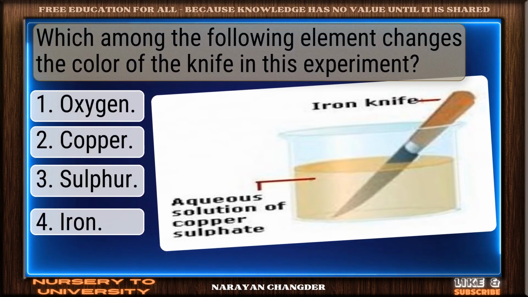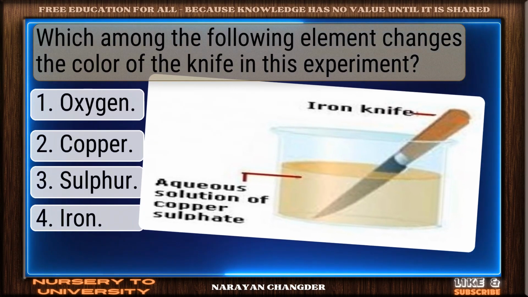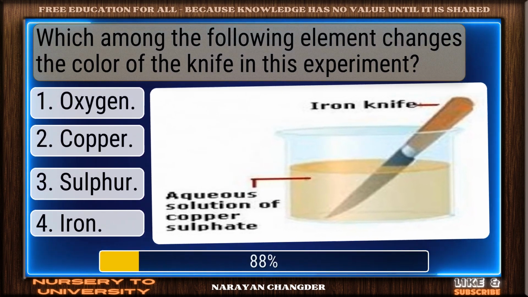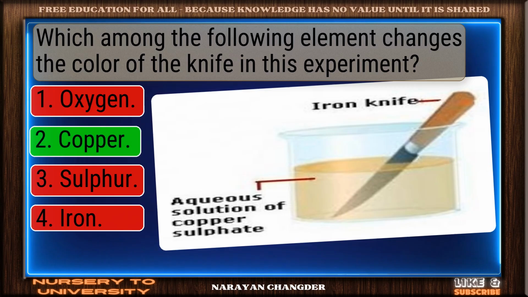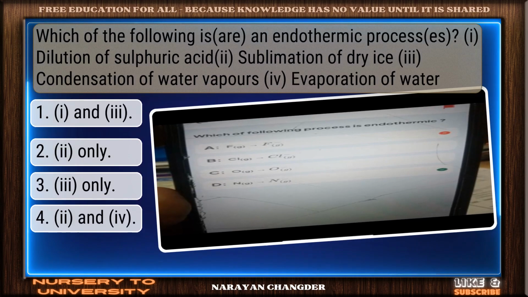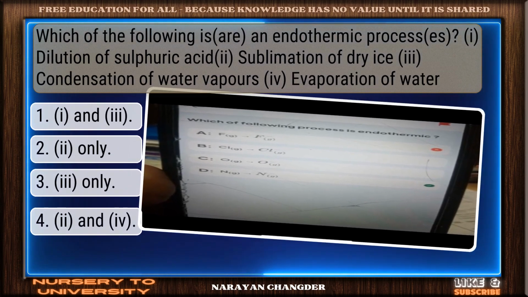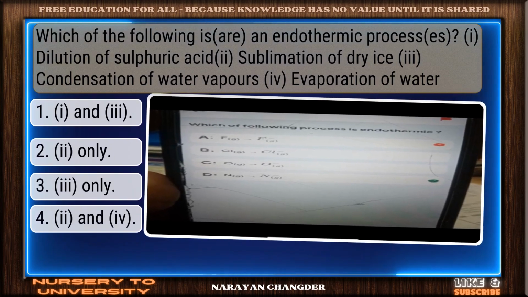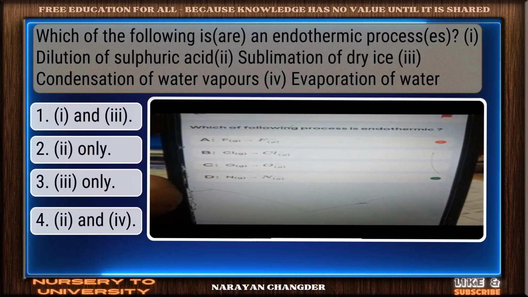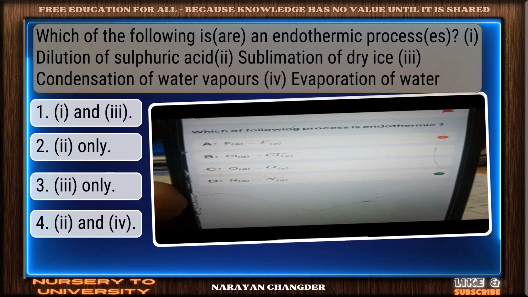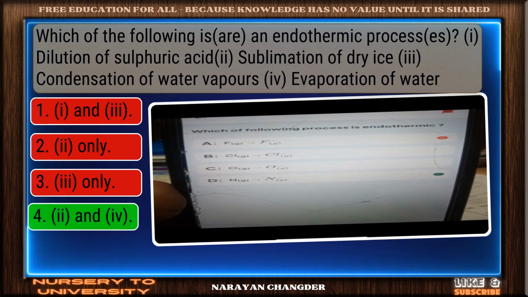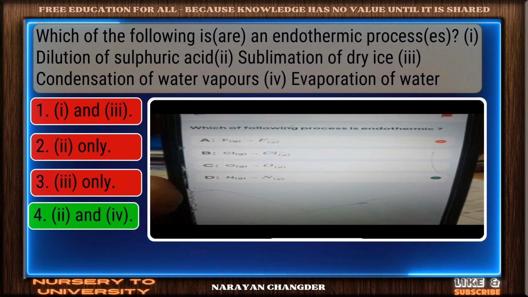Which among the following elements changes the color of the knife in this experiment? Well done. Copper. Which of the following is an endothermic process? Dilution of sulfuric acid, sublimation of dry ice, condensation of water vapors, evaporation of water. Perfect. And is the one.